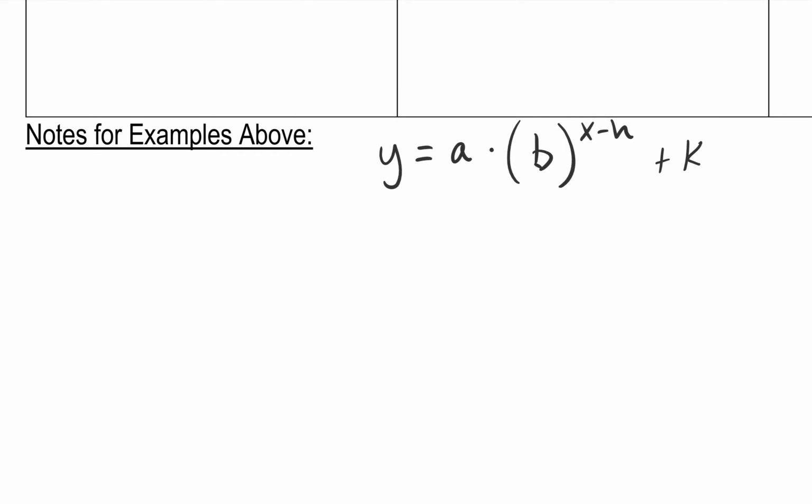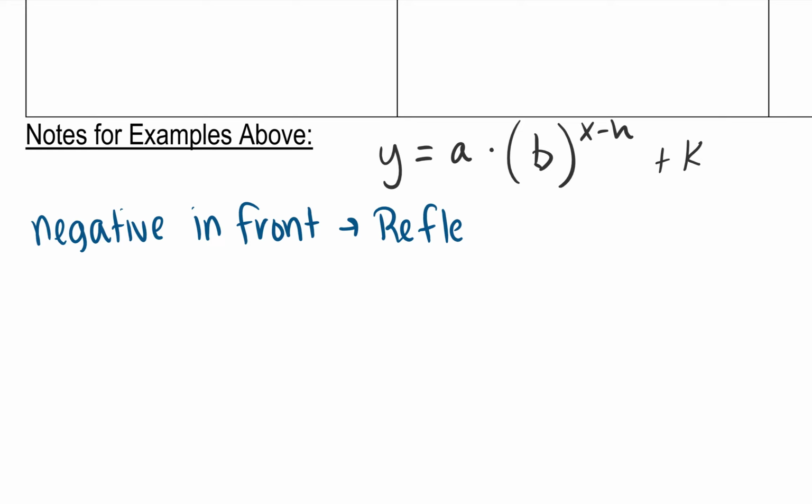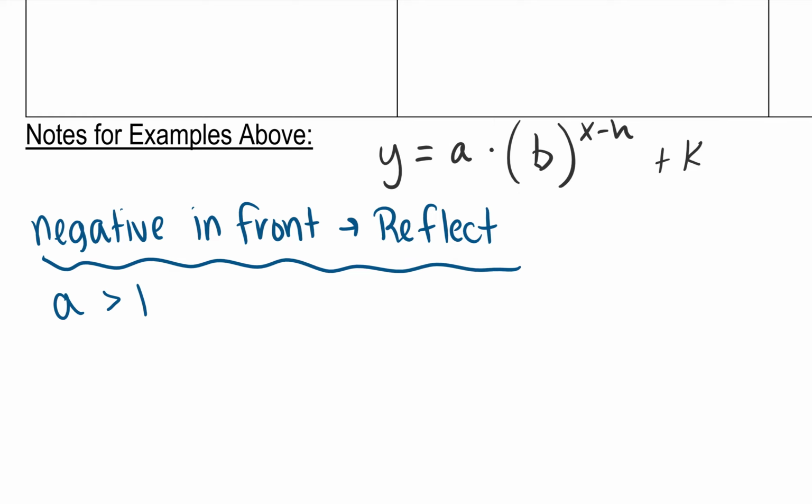First thing that I would look for is if I have a negative in the front. So negative in front, I would automatically reflect. Okay, that's the first thing I look for. After the negative, I would move on to a. If a is greater than 1, then I stretch.